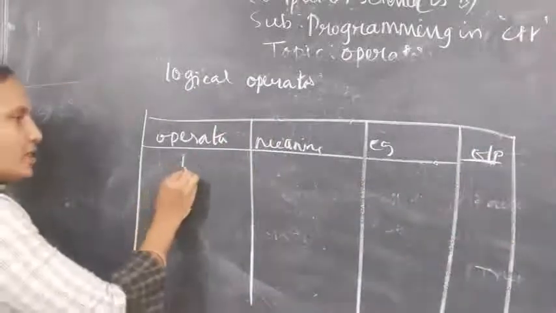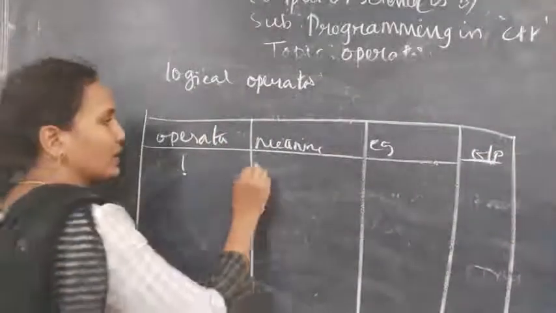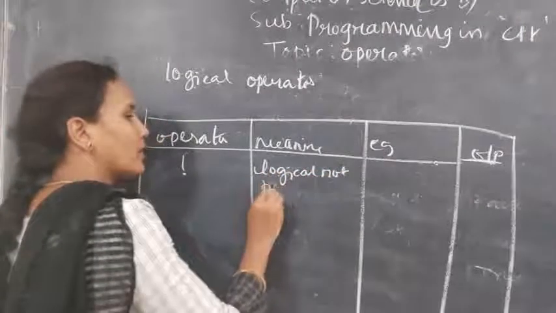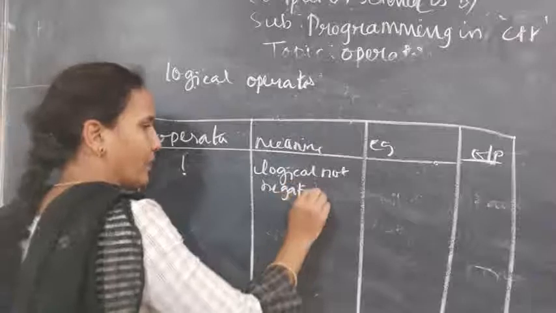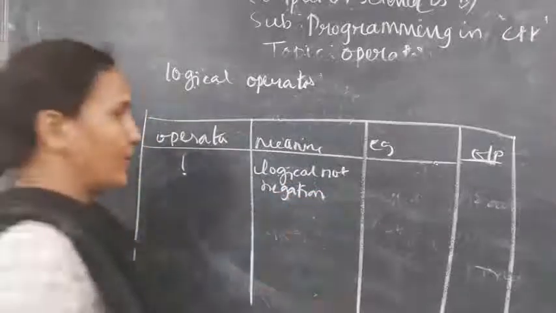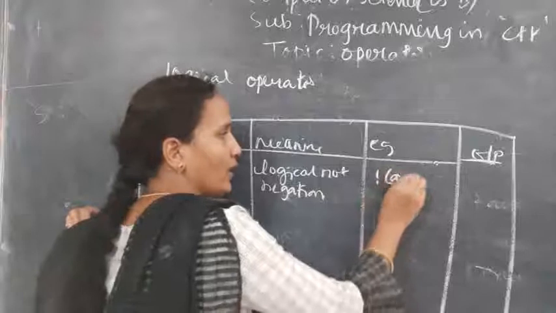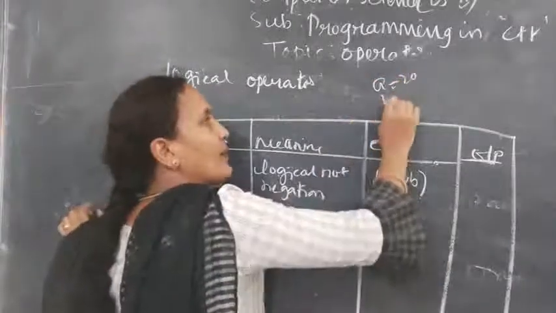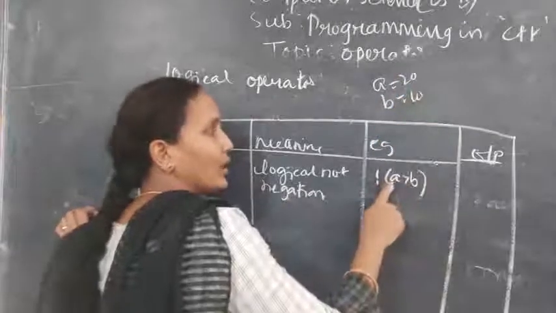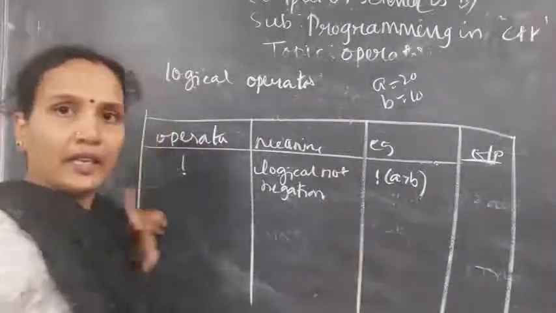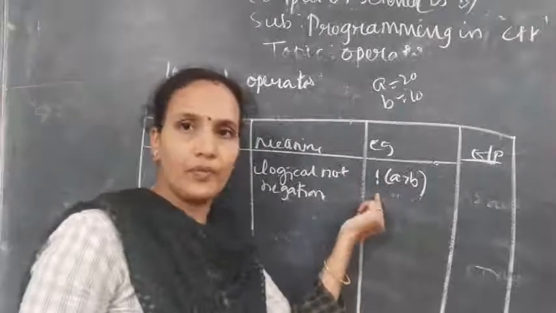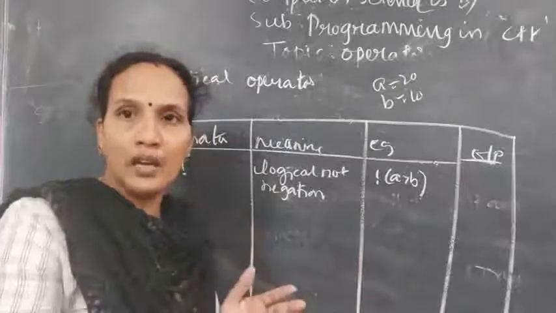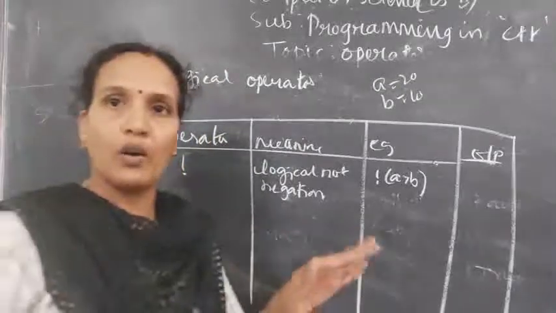Logical not, written with an exclamation mark, is also called negation. Example: logical not of A greater than B. A value is 20, B value is 10. 20 is greater than 10, so the condition is true, but it is a negation. True means it will convert the result into exactly the opposite: true means false, false means true.